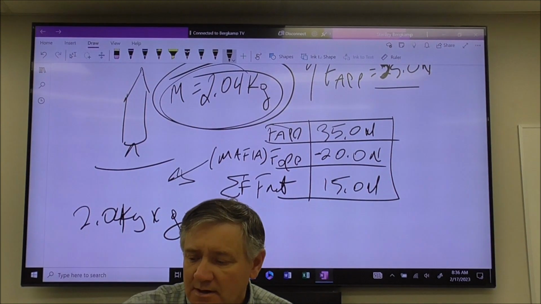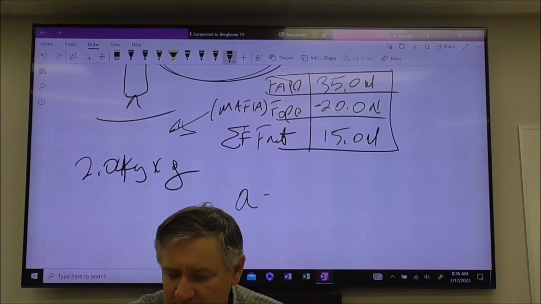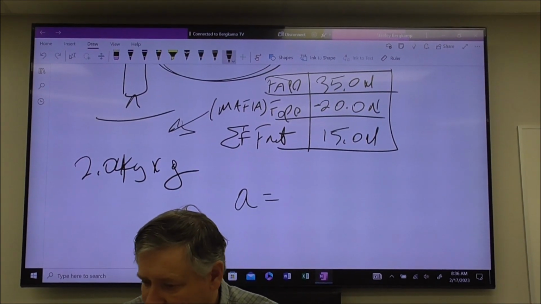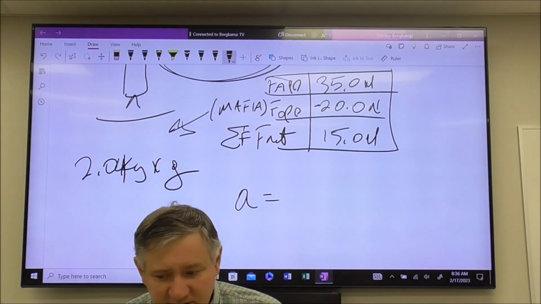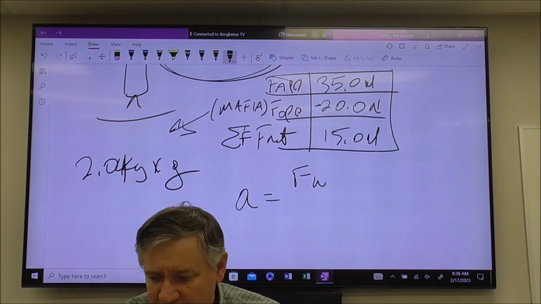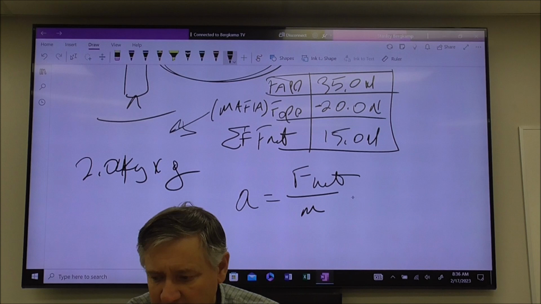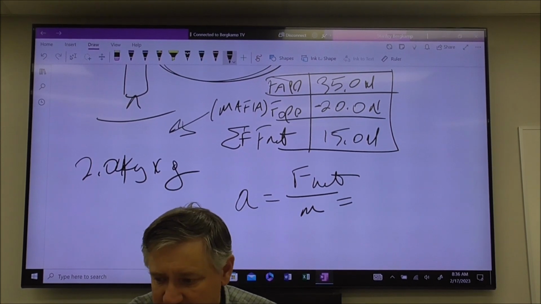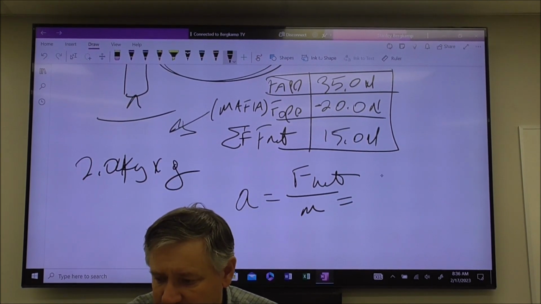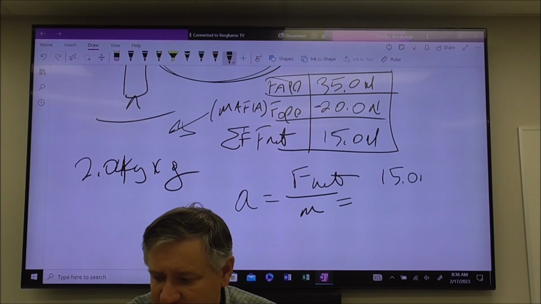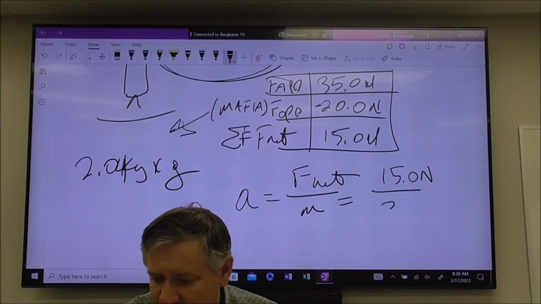Now our ultimate goal is the acceleration line. Your acceleration is always going to be your net force divided by the mass. So Peyton, do us a favor. Take those 15 newtons and divide that by 2.04 kilograms.